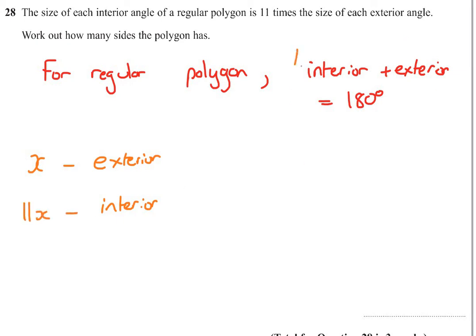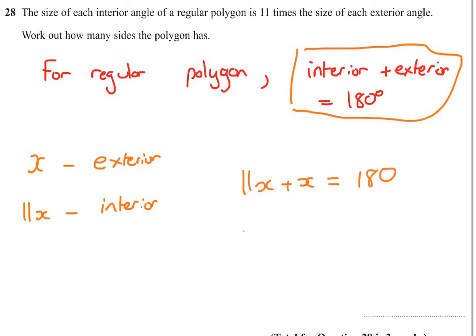Okay, and then from this, we're almost good to go. So we can say that 11x plus x equals 180. Gathering up the x's, we get 12x equals 180. So x equals 180 divided by 12, which equals 15 degrees. So what does that mean? Well, it means that the interior angle is 11 times 15, which is 165, and the exterior angle is 15.